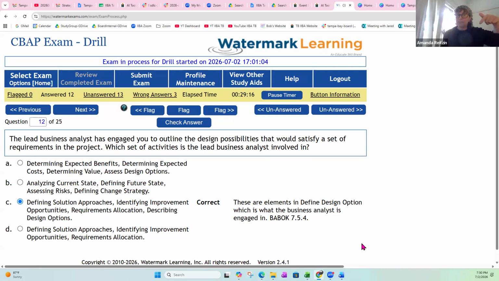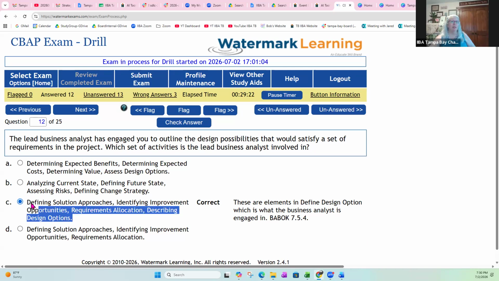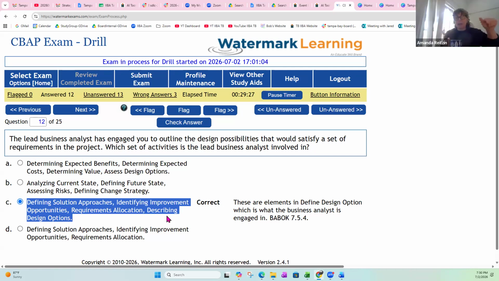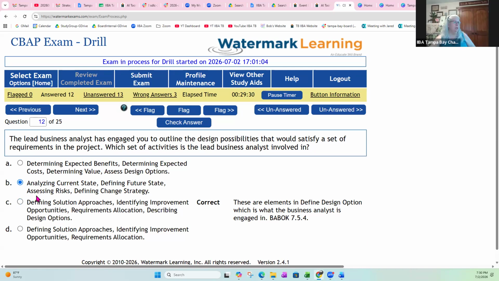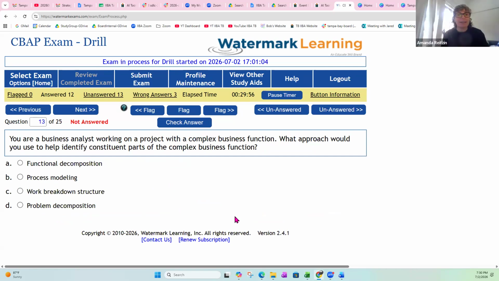So would B be the inputs as opposed to the elements? This is the elements of defined design options. But then the items that are in option B, would that be inputs into that process? I can't remember. Analyzing current state is not. Defined future state is not. Those are not inputs into this one. No. But I can understand why you thought that, because they look like they could be, right? It's just a guess. I'm totally guessing at this point.